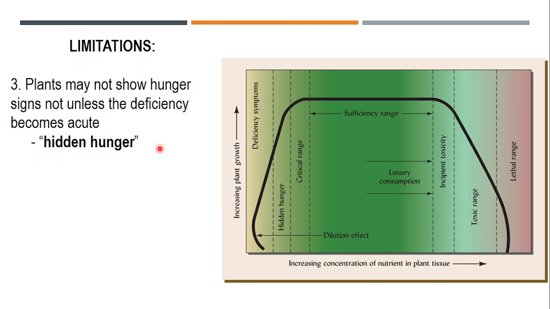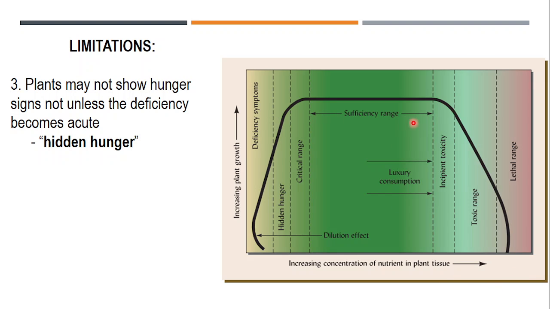Third limitation, plants may not show hunger signs not unless the deficiency becomes acute. So this is what we call the hidden hunger. To better understand what hidden hunger is, let us look at this figure. Okay, so dito sa y-axis, we have the increasing plant growth. Sa x-axis naman is the increasing concentration of nutrient in plant tissue. So very low hanggang very high concentration of nutrient in plant tissue.